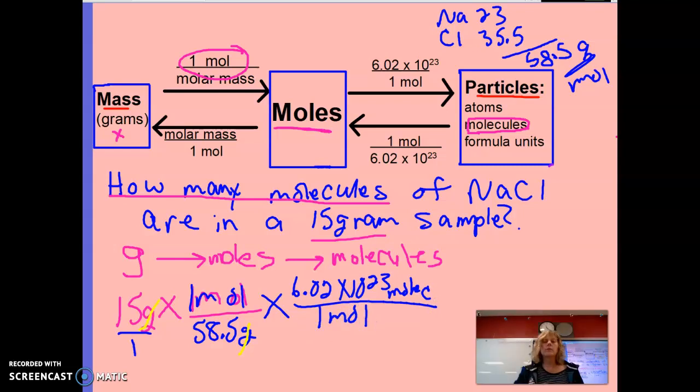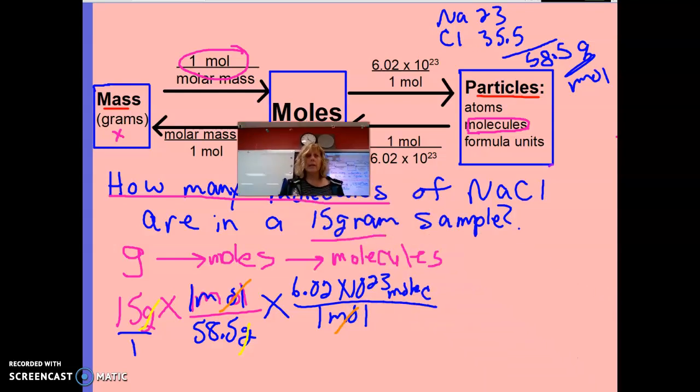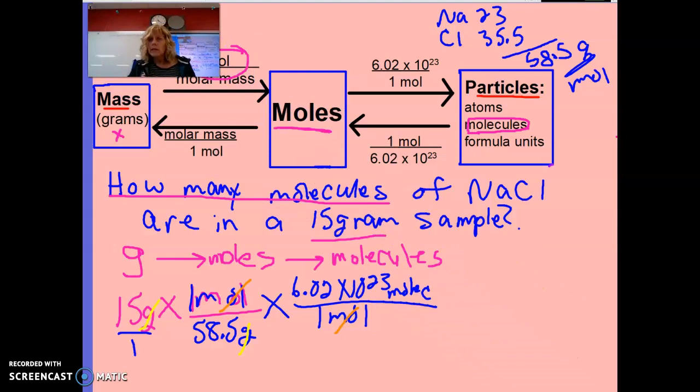And I always want to check to make sure that everything is going to cancel out. I want to end up with molecules, so moles cancels out right here, and all that I will be left with is molecules, so this works perfect. Here are my little tidbits, and I know I said this in the last video. You must make sure that when you're plugging this into your calculator, you use parentheses. And then I'm going to multiply everything that's on the top.